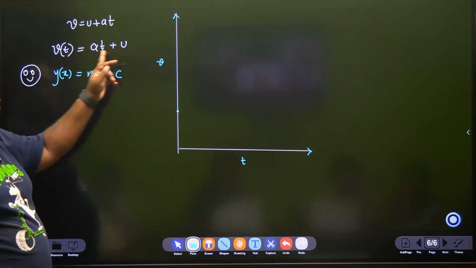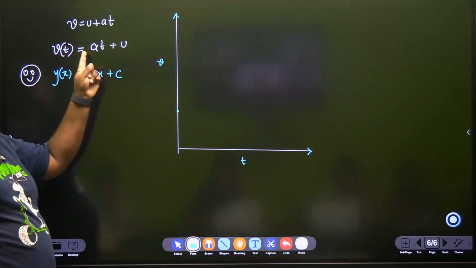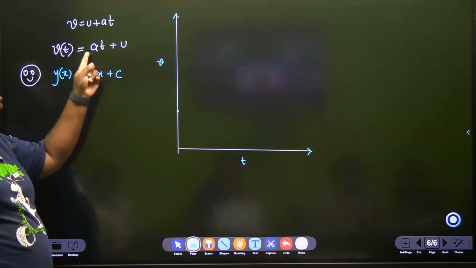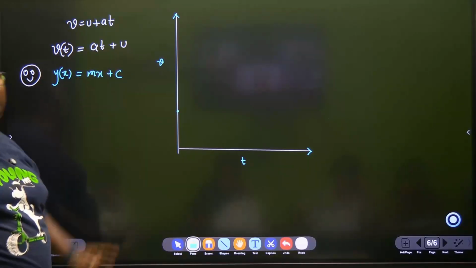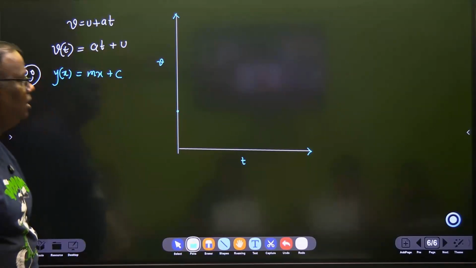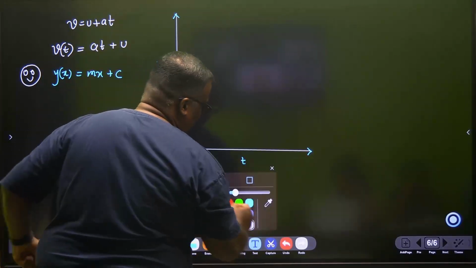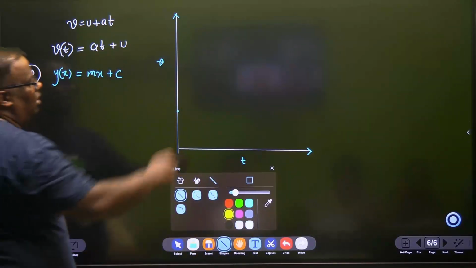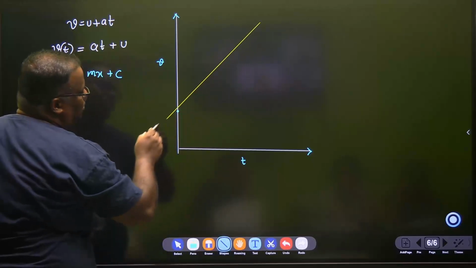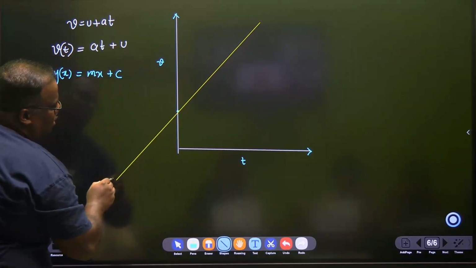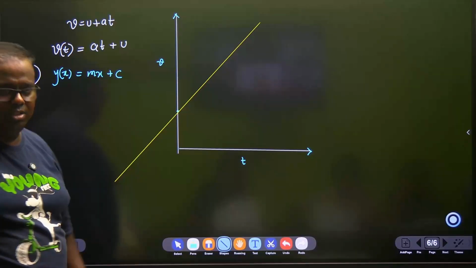Look at the nature of this graph. Assuming acceleration is positive, then the slope is positive. The graph should make an acute angle. So I am saying let that graph be something like this. This is what in mathematics we have learned. The line should have gone like this.